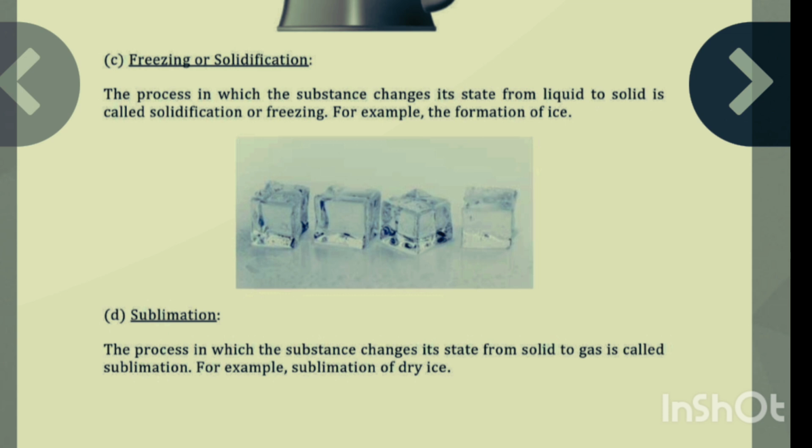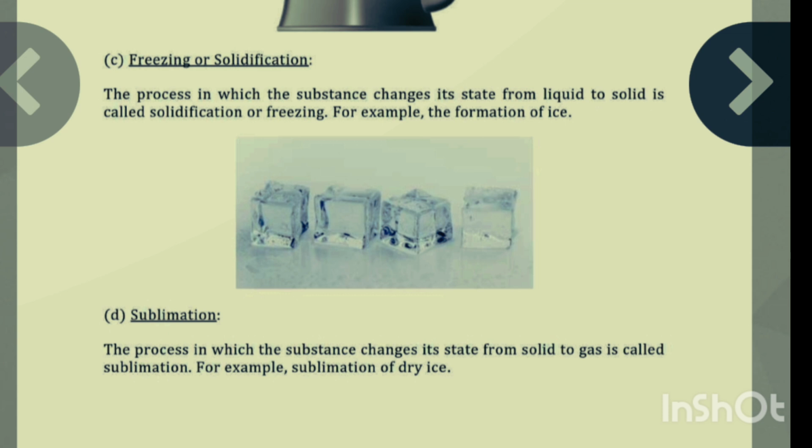The process in which a substance changes its state from liquid to solid is called solidification or freezing. Example: formation of ice from water. It will be water, and once we freeze it, it changes to ice cubes. This phenomenon is called what? Freezing or solidification.